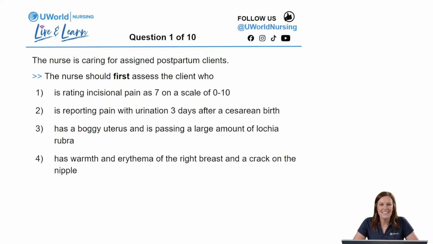The nurse is caring for assigned postpartum clients. The nurse should first assess the client who: Option 1 is rating incisional pain as 7 on a scale of 0 to 10. Option 2 is reporting pain with urination 3 days after cesarean birth. Option 3 has a boggy uterus and is passing a large amount of lochia rubra. Option 4 has warmth and erythema of the right breast and a crack on the nipple.